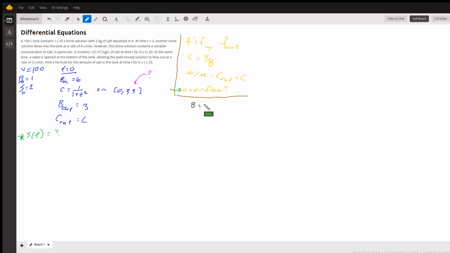Overflow means, does the brine volume ever equal the tank volume? In order to answer that question, they gave us V, they didn't give us B, so we've got to find B, which is just a matter of, since we're talking about differential equations, derivatives, using the fundamental theorem of calculus. Definite integrals are superior to indefinite integrals.